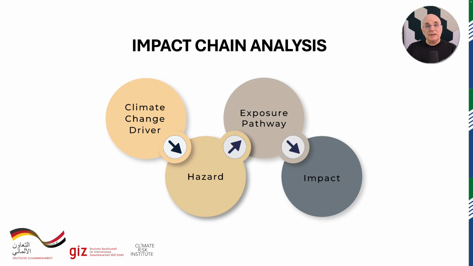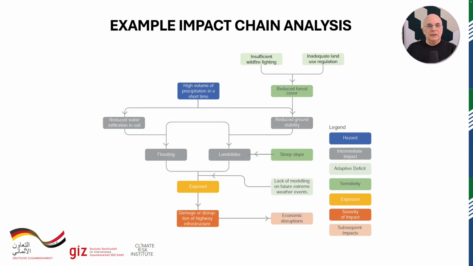Privacy Green uses impact chain analysis. We identify climate drivers, how those drivers create hazards, and then a pathway between that hazard and the ultimate impact at a location. And it can result in a detailed analysis, as indicated here, looking at a variety of factors that contribute to the impact at a site.